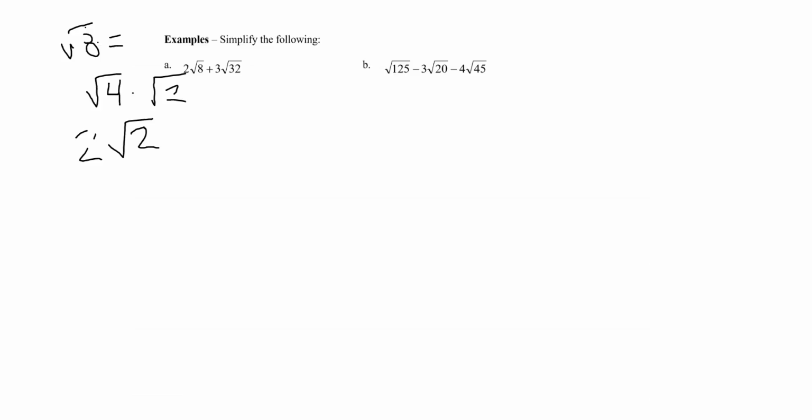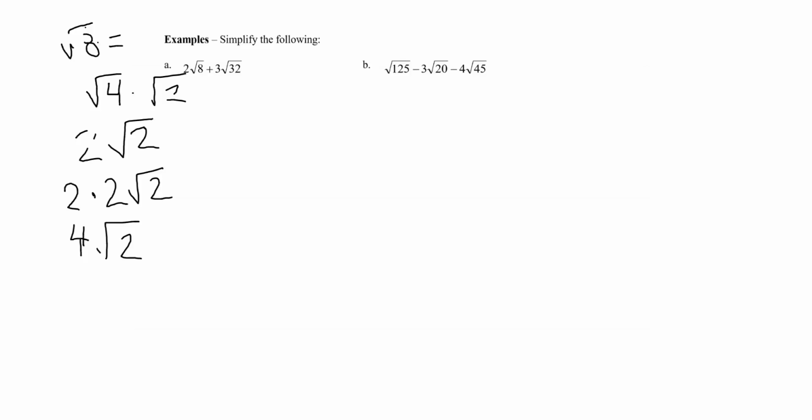Now, I'm going to add that to my 2 that's already there, my coefficient. So really what I have is 2 times 2 square root of 2, because that 2 came from my coefficient. 2 times 2 is 4. So right now I have 4 square root 2.